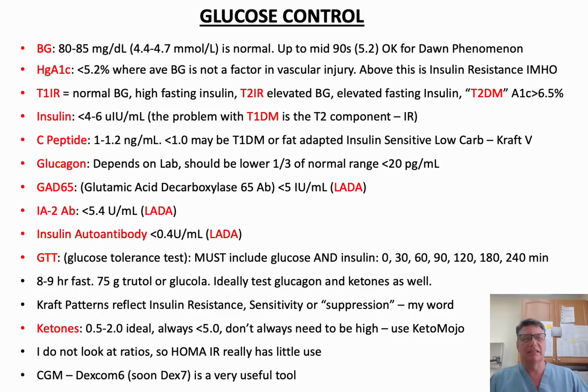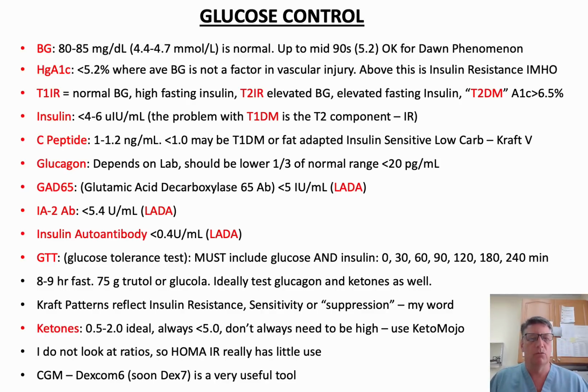So we have to be able to establish, is this person a type 1, a LADA, or a type 2? And we do that with this blood work. Sometimes, not always, but sometimes, when there's a confusing picture, I will use a glucose tolerance test, and I'll look at those Kraft levels. The glucose tolerance test must include glucose and insulin measurements, and I've given the hours and the minutes that we do it for there, after an 8 to 9 hour fast, and it should be a 75-gram bolus of sugar. Ideally, we should get glucagon and ketone levels as well, but that doesn't always happen.